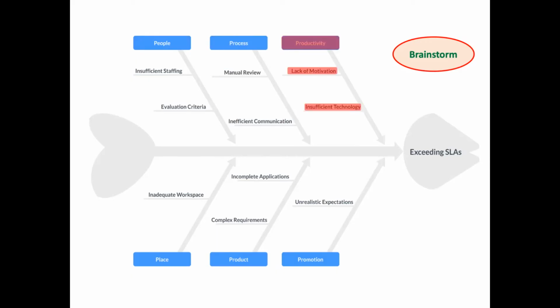The productivity category might include a lack of motivation and insufficient technology. The place category could have inadequate workspace as a potential cause. Incomplete applications and complex requirements could be the product-related causes. And unrealistic expectations can be identified as the promotion-related cause. Now let's get more details about these primary causes by analyzing them.